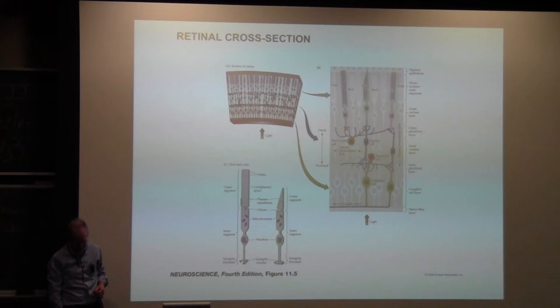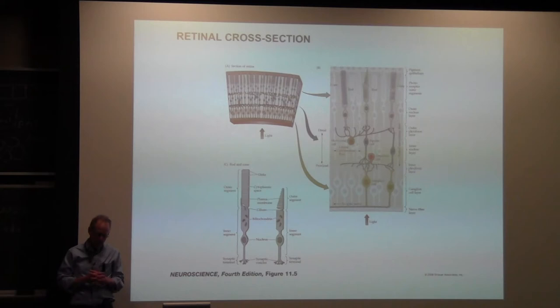Okay, so now we'll spend some time talking about phototransduction and the retina. This is a cross-section of the retina. The retina is actually part of the central nervous system. It's formed by an outpocketing of the neural tube during development. So here's our cross-section. This is the inside of the eye here. This is the outside of the eye here. So light is coming in this direction.